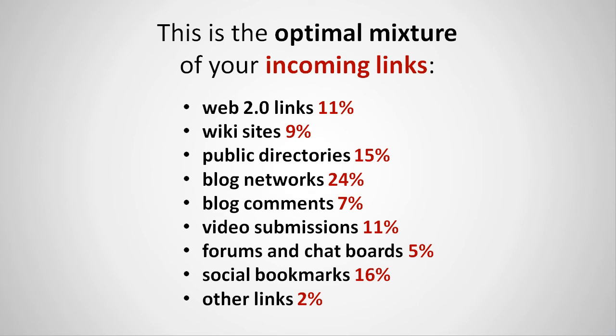11% goes to the Web 2.0 links, 9% goes to links from wiki sites, and 15% goes to links from various public directories. Then, you should have 24% of your links coming in from blog networks, and 7 or more percent of your links coming in from blog comments. Finally, 11% of your links should come from video submissions, 5% of your links from forums and chat boards, and 16% of your links should point to your website from various social bookmarks. This leaves us with the final 2% of something I like to simply call other links.